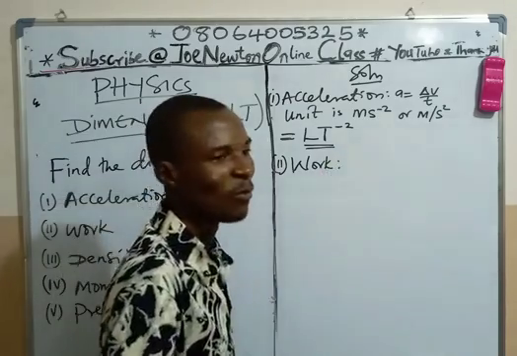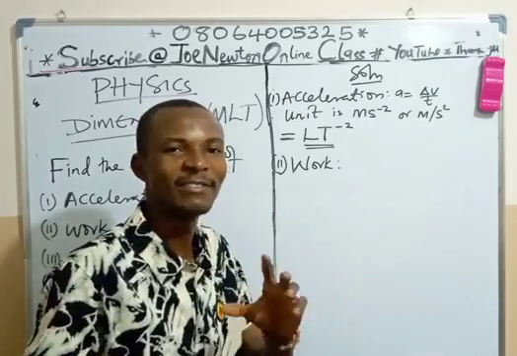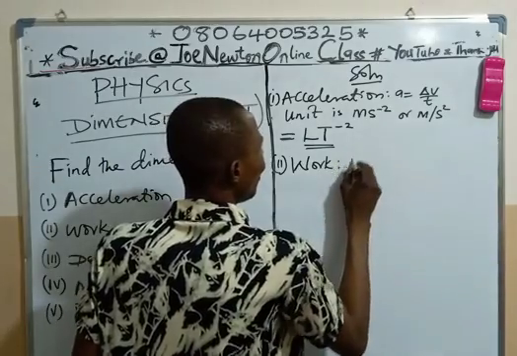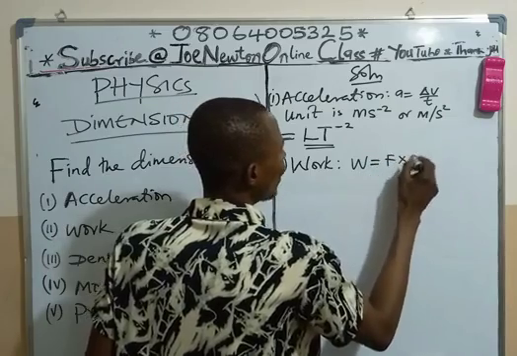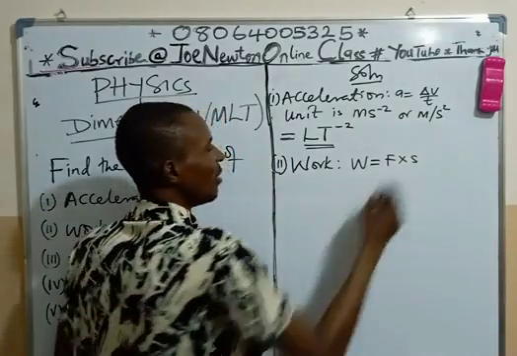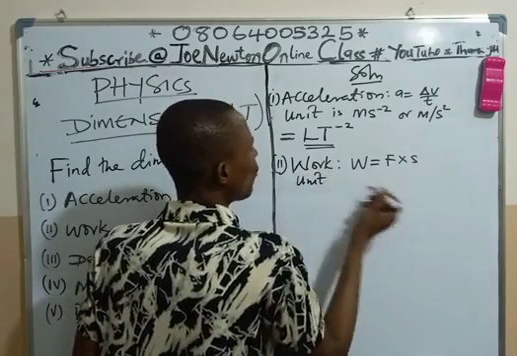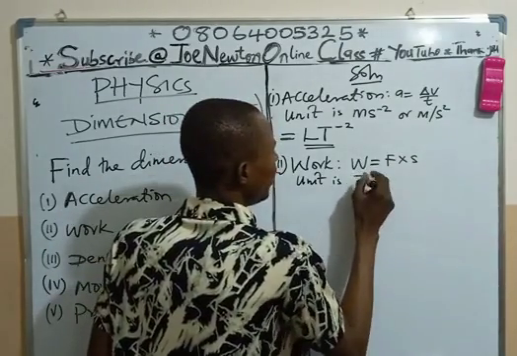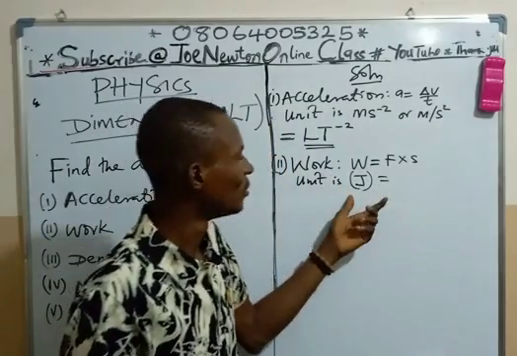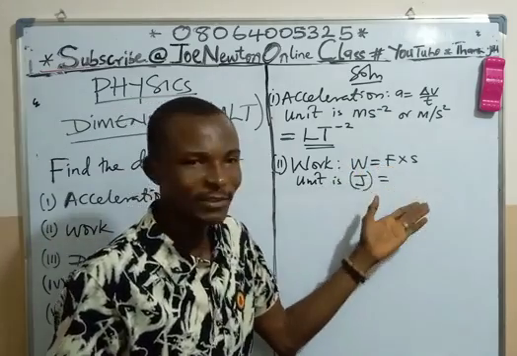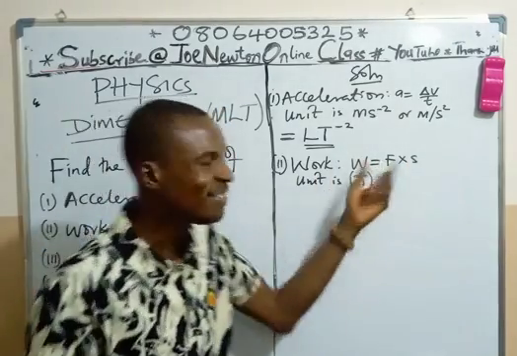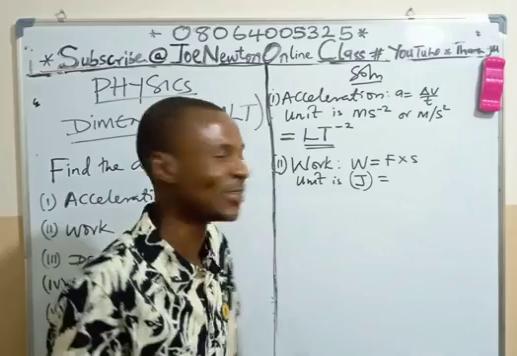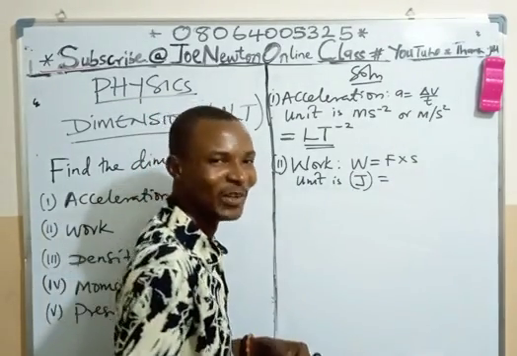Then number two, work. Work is defined as the product of force and the distance or displacement moved in the direction of the force. So work is equal to force times distance, or force times displacement in the specified direction. Now, what is the unit of work? The unit of work is joule. But we are not working with this joule. We transform this joule into force times distance by the basic fundamental unit. Joule is an honorary unit named for somebody, so we don't use somebody's name in dimension. We transform it back to its original unit derived from the quantity.